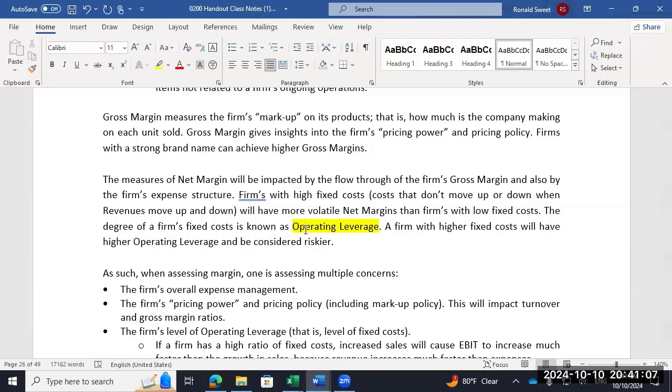So how much fixed cost is in your cost structure? That's operating leverage. Some of you who had me before know how I calculate operating leverage. I'll look at the volatility, the standard deviation of net margin. My philosophy is firms with high standard deviation of net margin must have high fixed costs, because the more fixed costs you have, the more volatile that net income is going to be. All right, so that's operating leverage.